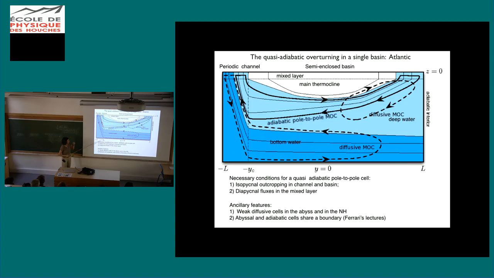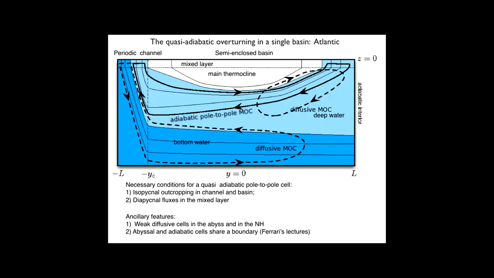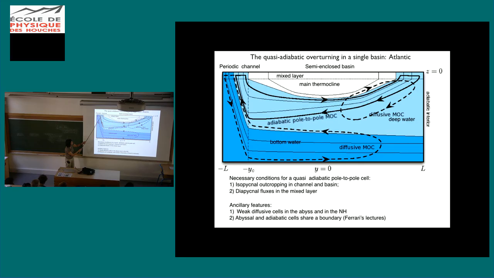In order to have such an adiabatic circulation, it is essential that you have shared isopycnals here and here. And if you lack this sharing of isopycnals, then you won't have a strong intermediate and deep circulation. So mid-depth, let's call it mid-depth circulation.